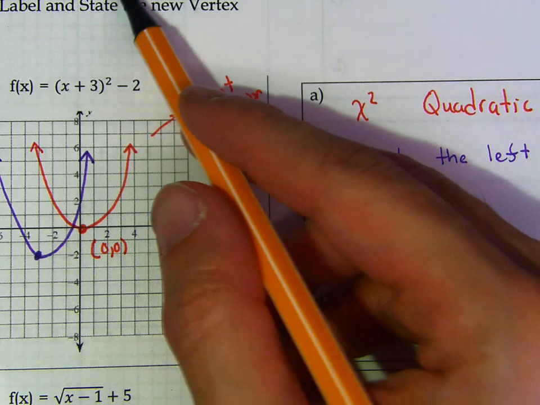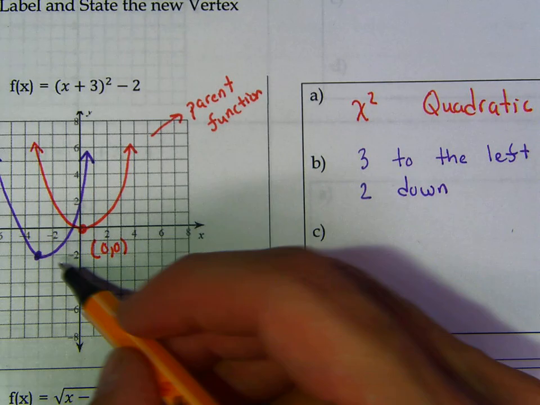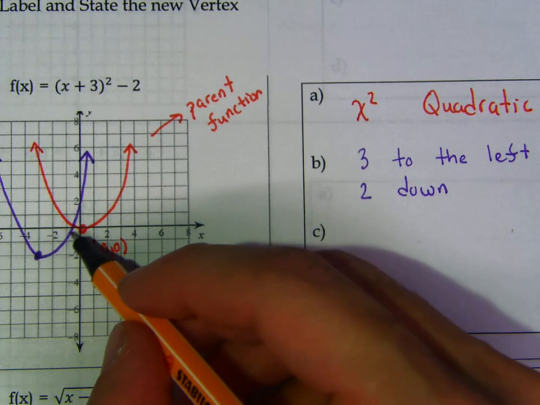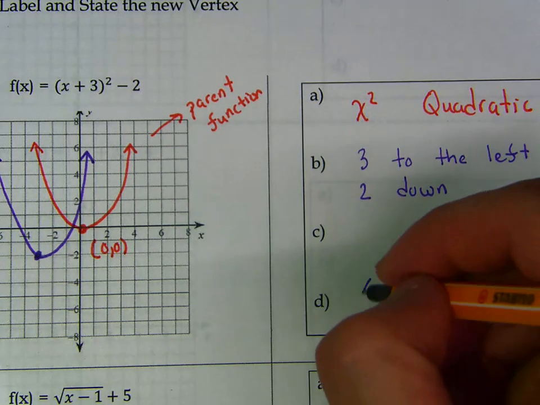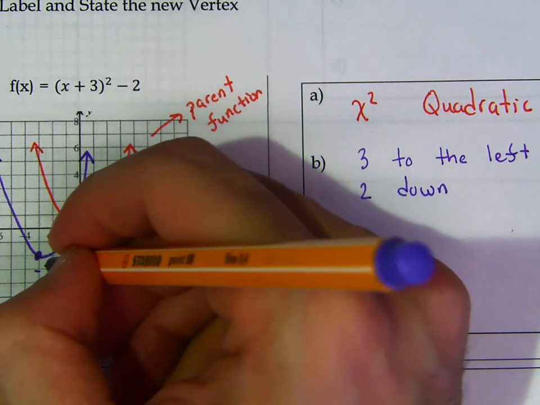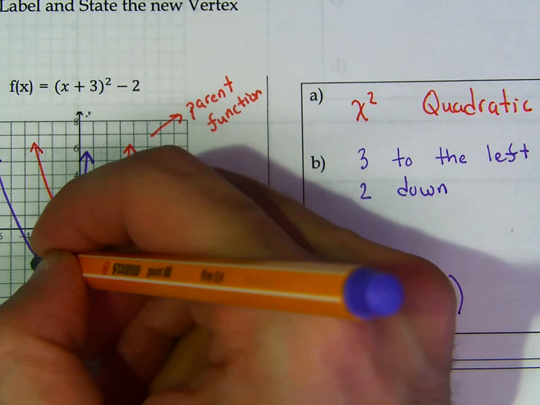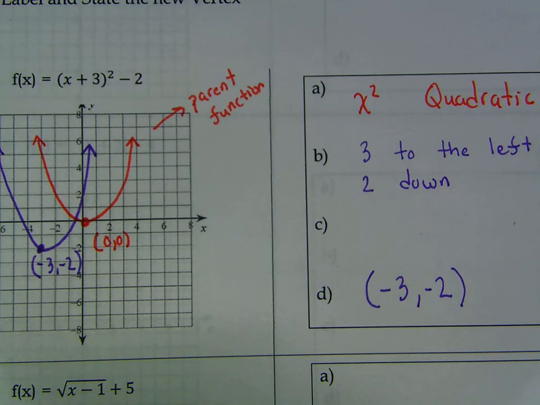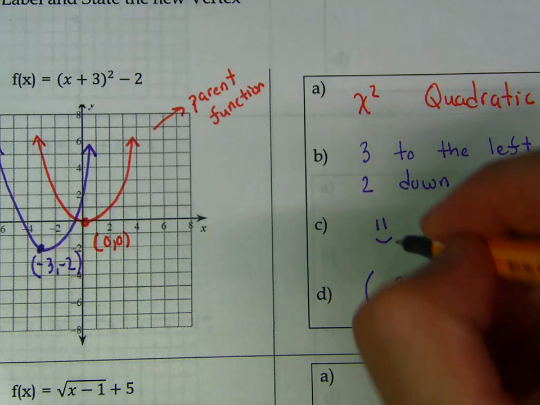Okay. Then here, what am I going to do? For part C, I'm going to sketch that function. And what should this vertex be? It should be (-3, -2). This is my new vertex, (-3, -2). And that's it.